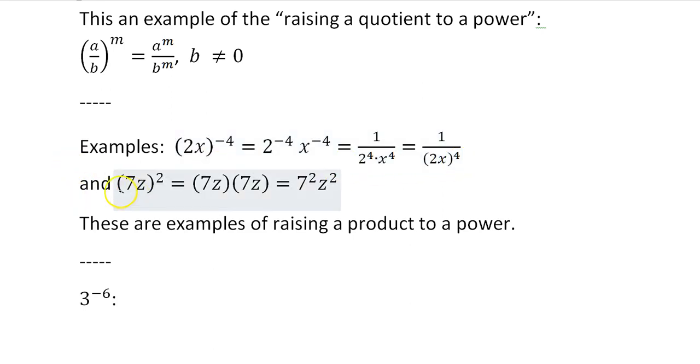Here's another example. Maybe this one's a little clearer. I have a 7z that I've squared. So I have a 7z times a 7z. By my commutative properties, I can move these around. So now I've got the 7 next to the 7, so we've got a 7 squared. I've got a z next to the z, so I have a z squared. So that's an example of, they're both examples of raising a product to a power. Okay, so I'm going to stop here and I will resume with some more examples.